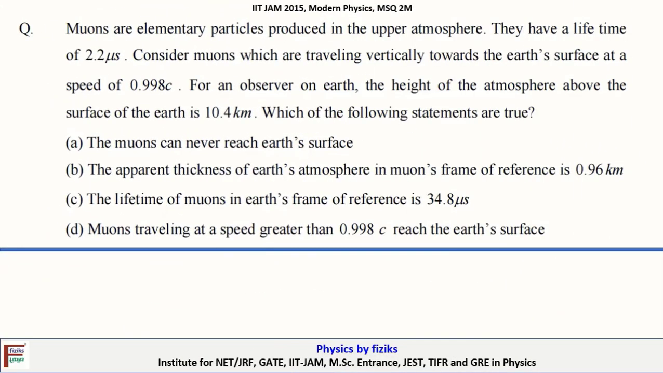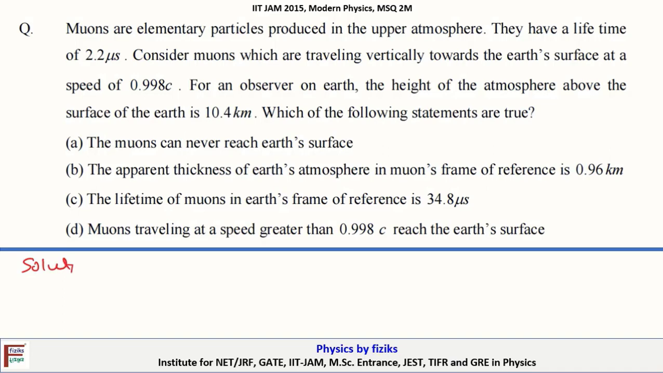Muons are elementary particles produced in the upper atmosphere. They have a lifetime of 2.2 microseconds. Consider muons which are traveling vertically towards the Earth's surface at a speed of 0.998 c. For an observer on Earth, the height of the atmosphere above the surface of the Earth is 10.4 km. Which of the following statements are true?